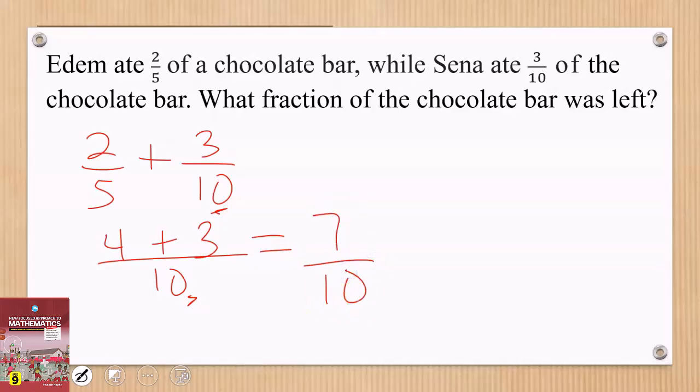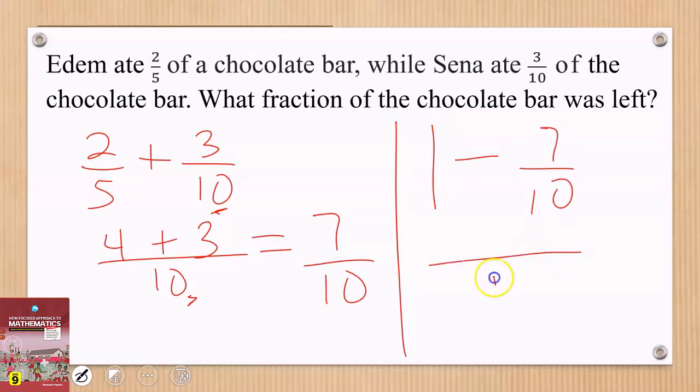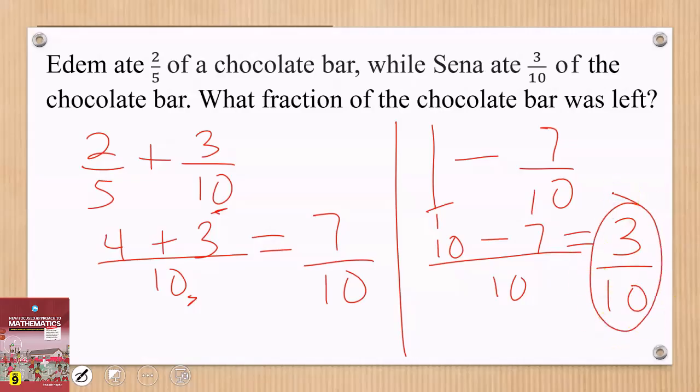And so we can say, what fraction of the chocolate bar was left? Okay, that means 7 out of 10 of the chocolate was eaten. So if we want to know what is left, the total fraction we know is 1. So we subtract 7 out of 10 from the 1. Okay, and again, our LCM here is 10. So 1 over 1. 1 divides 10 as 10. And 10 times 1 will give us 10 here, minus 10 divides 10 as 1, times 7 will give us 7. You subtract, we have 3 out of 10. So what fraction of the chocolate bar was left? That is going to be 3/10. 3/10 of the chocolate bar was left.